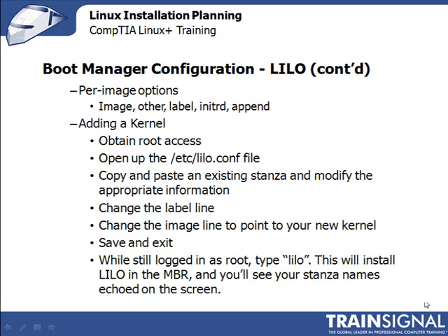Now while still logged in as root, you have to type in lilo in lowercase letters. This will reinstall Lilo in the master boot record, and you'll see your stanza names echoed on the screen. Now I learned the hard way not to remove an image until you're sure the new one works. That way if you have problems, you can still log in using the older kernel image and troubleshoot.